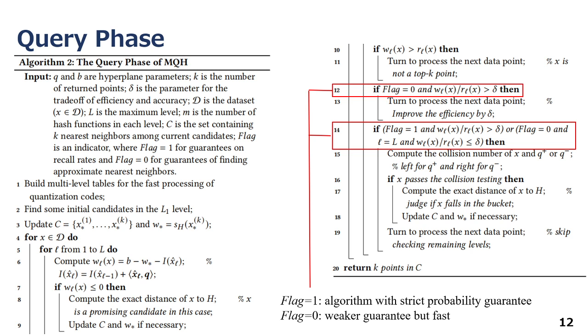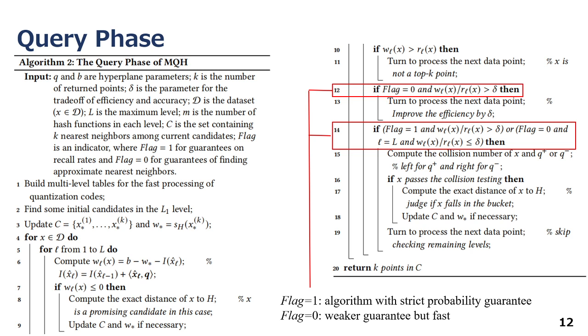Additionally, we use a user-specified parameter flag to represent two variants of MQH. If flag is equal to 1, the algorithm has a strict probability guarantee on the query results. If flag is equal to 0, the algorithm has a weaker probability guarantee which needs some assumptions, but it works faster with a fairly high precision level. Another critical user-specified parameter is delta, shown in step 12. It takes value in the interval between 0 and 1.